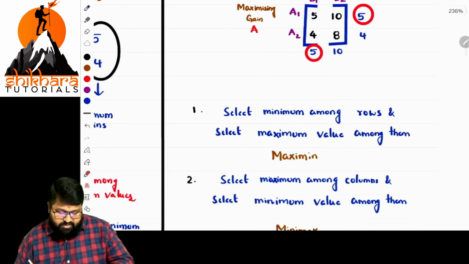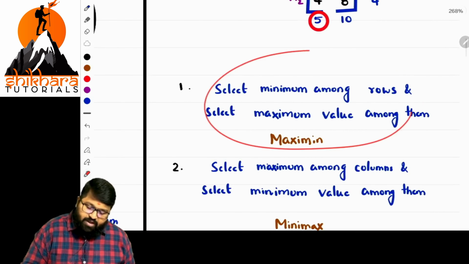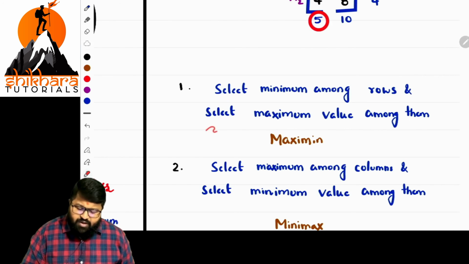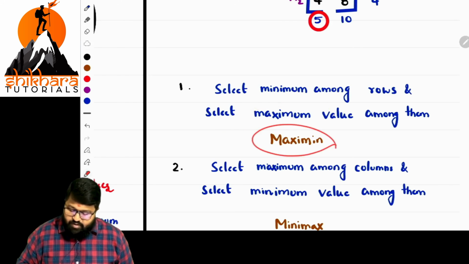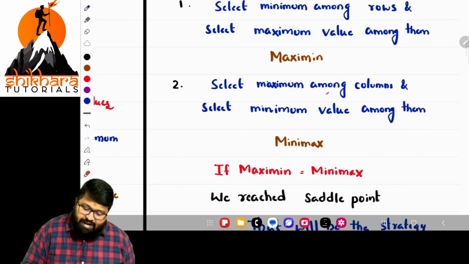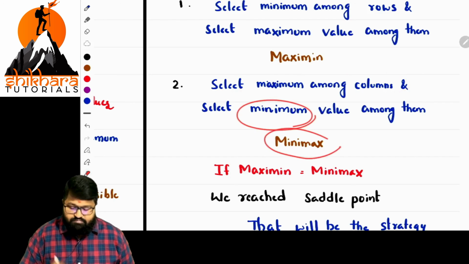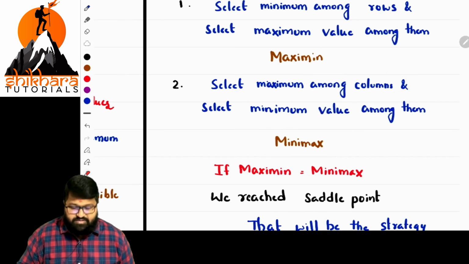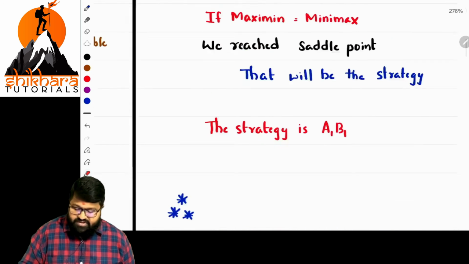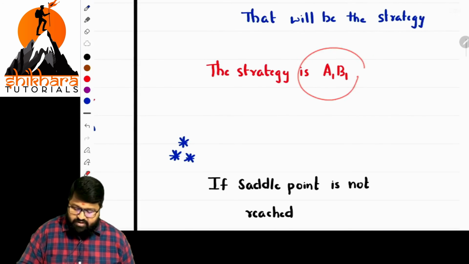See my points. Select the minimum among the rows and select the maximum value among them. That is maximin. What about the next one? Select the maximum value among the columns and select the minimum value among those. That is minimax, and there we reach the saddle point. That will be the strategy, and the strategy is A1, B1.